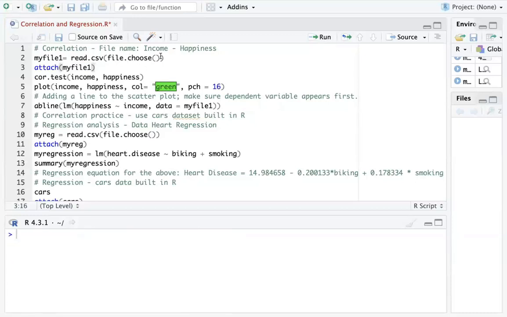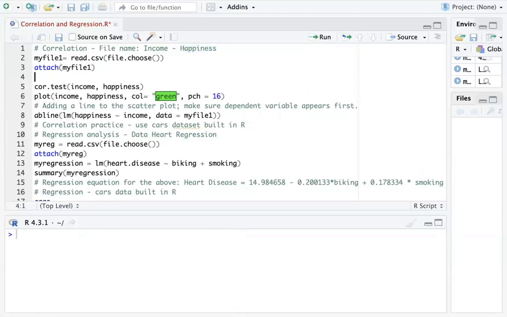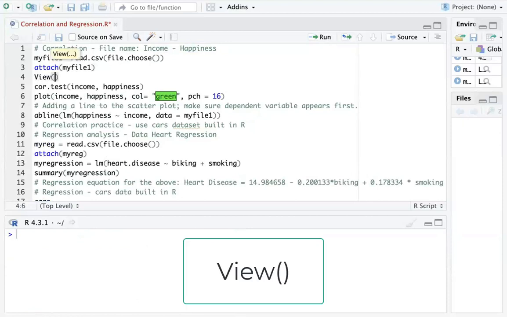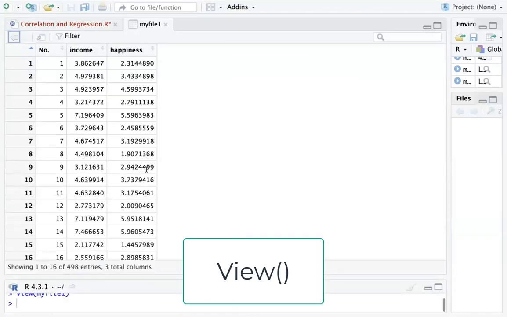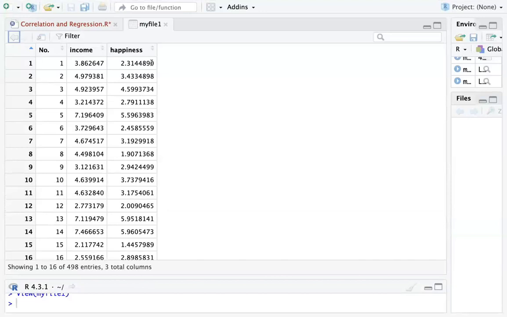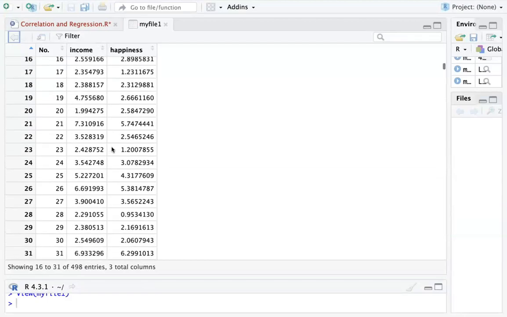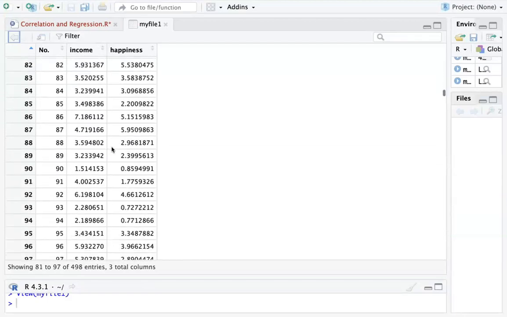Okay, let's say the data that I'm going to use for this one is called income happiness. And I want to see what is in this data. So for that purpose, I will use this command that's called view, my file one. And it has opened this file. It shows that in this data, we have these variables, income and happiness. And it shows 1 to 16 of 498 entries. So it's a really big data set.